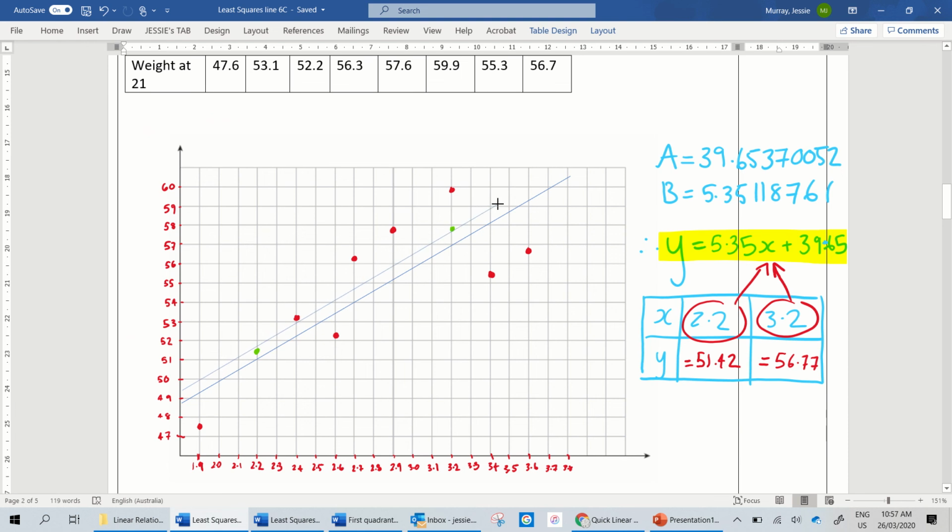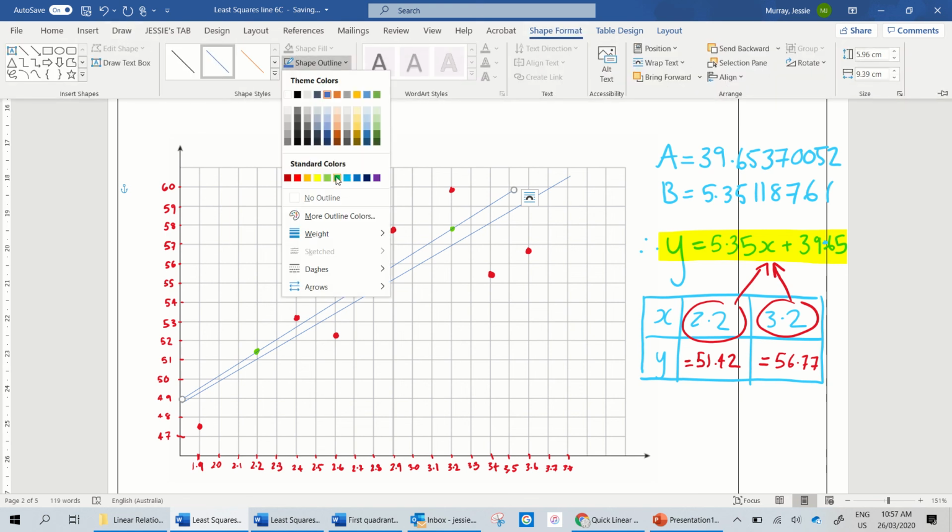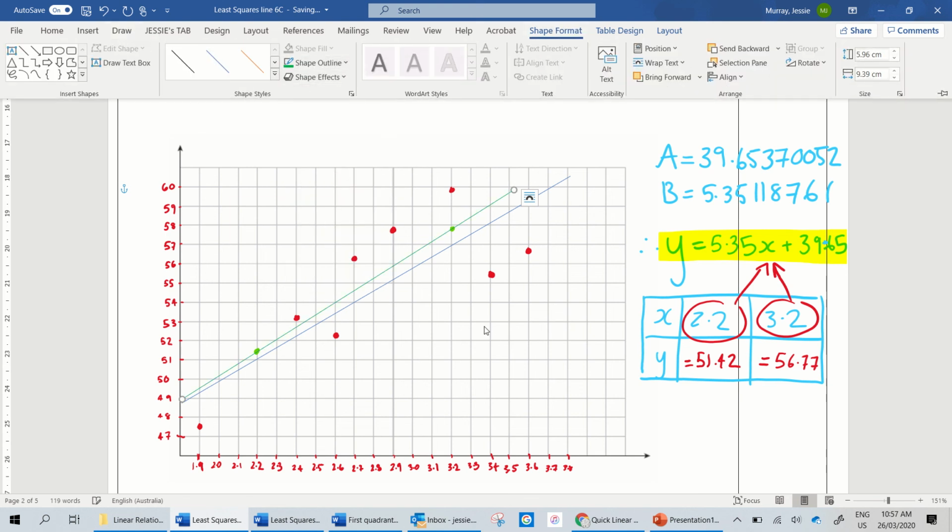Now, I'm a little bit out. Let's go. Getting closer. Again, with a ruler, it's going to make your life a bit easier. Okay, and there I have it. I will make that line a bit thicker. There we go, that'll do.